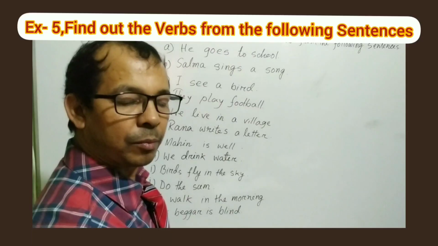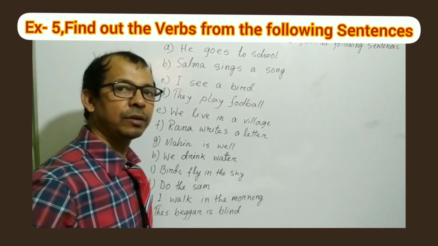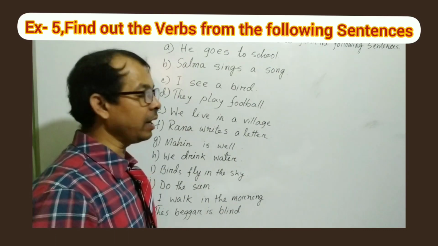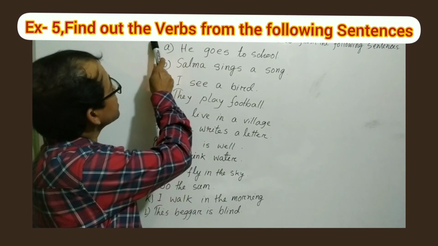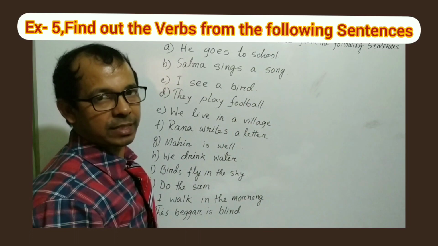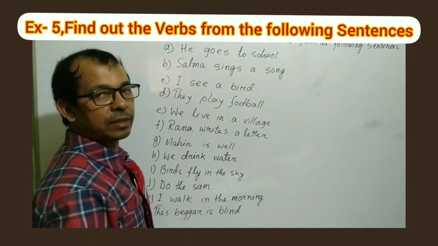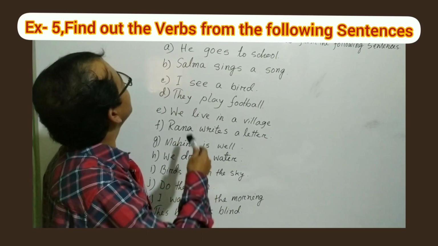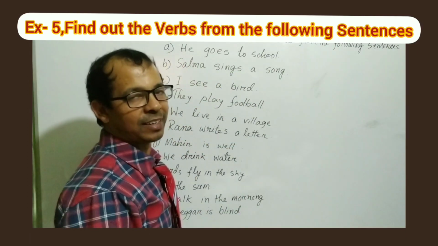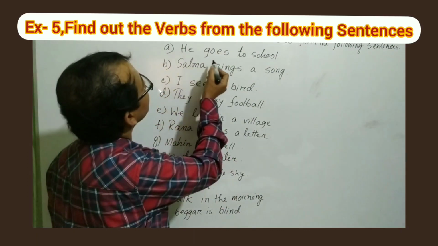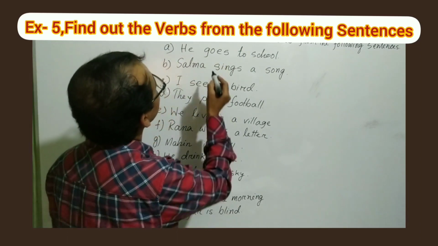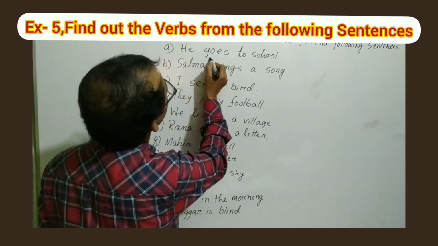Okay, my dear student, now we'll find out the verbs from the following sentences. Here you can see exercise 5, page 21. Find out the verb from the following sentences. These are the examples of sentences. He goes to school. So find out the verb here. Which one is the verb? Yes, my dear student. Here goes is the verb.